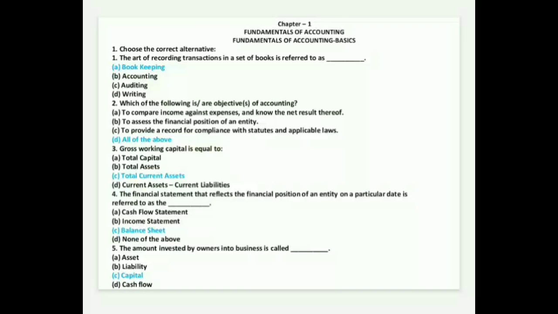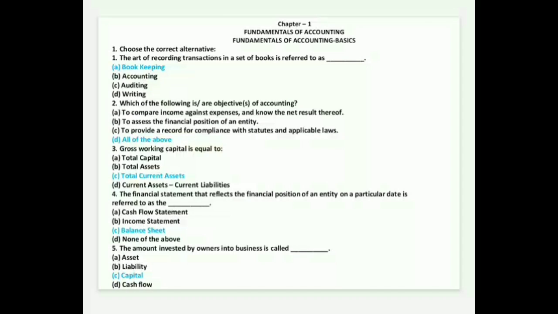Accounting Basis. Well, the question is, choose the correct alternative. The first question is, the art of recording transactions in a set of books is referred to as: options are bookkeeping, accounting, auditing, writing. So guys, the answer will be bookkeeping. You know what? The art of recording a transaction is nothing but bookkeeping.